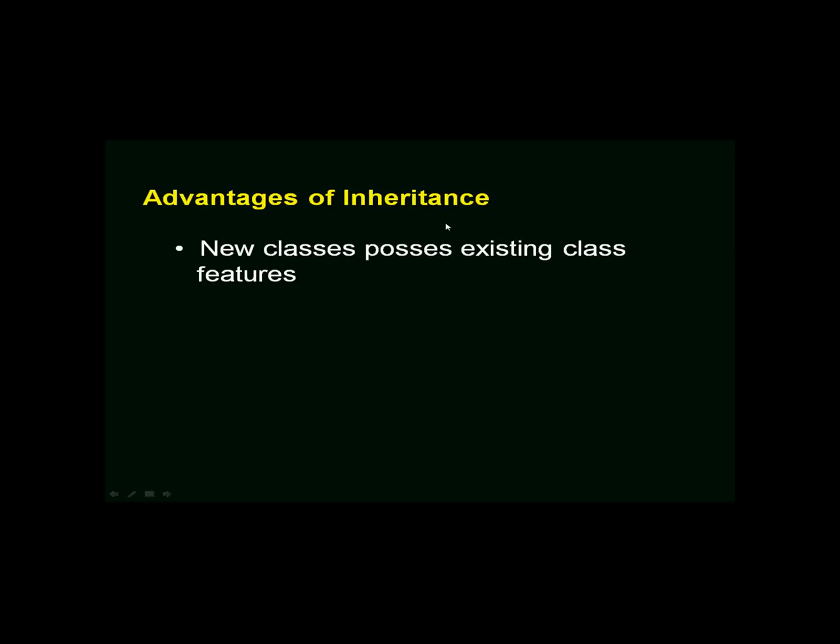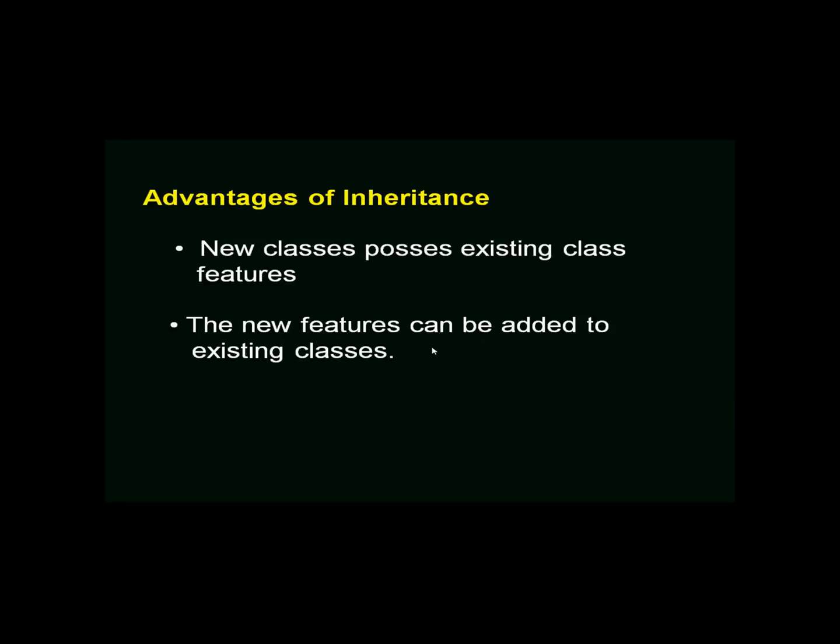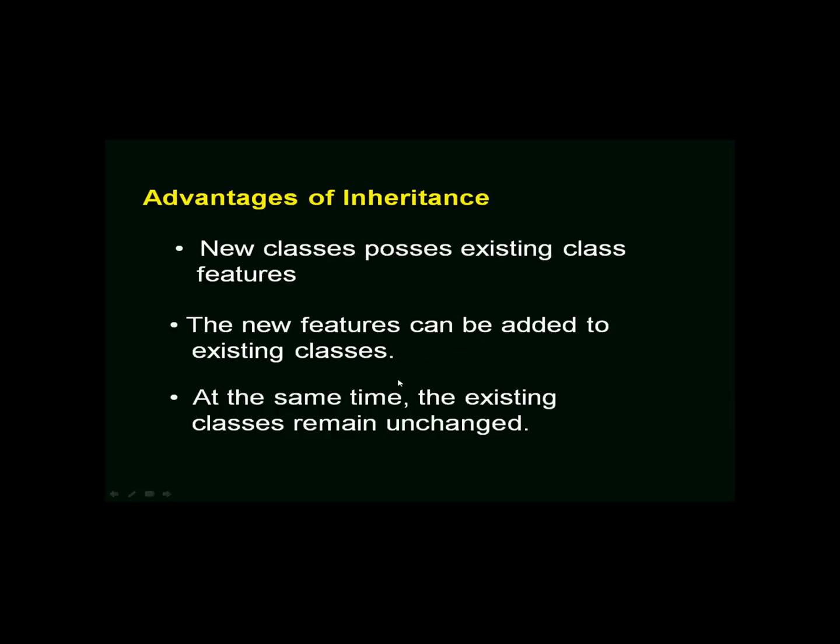What are the advantages of inheritance? New classes possess existing class features. So child classes can possess both parent class features and also child class features, and new features can be added to existing classes, and at the same time existing classes remain unchanged. They get no disturbance whenever we create new classes. Thus it provides code extensibility. This is the main advantage of inheritance.